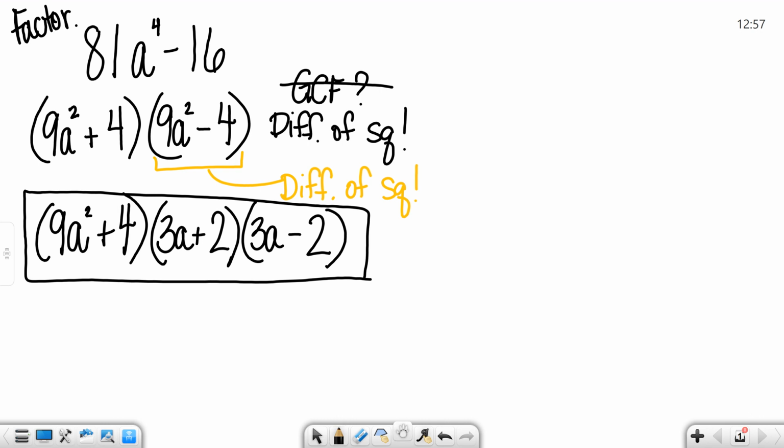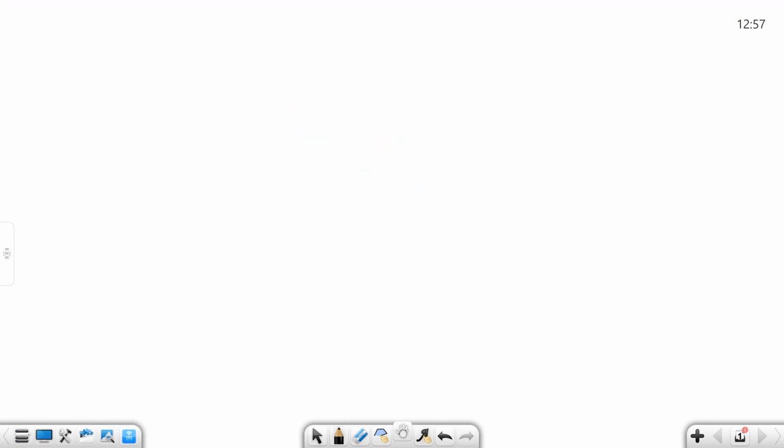All right. So not everything is going to be difference of squares. Let's just keep going. That was just one of our special forms. Our directions are still factor.